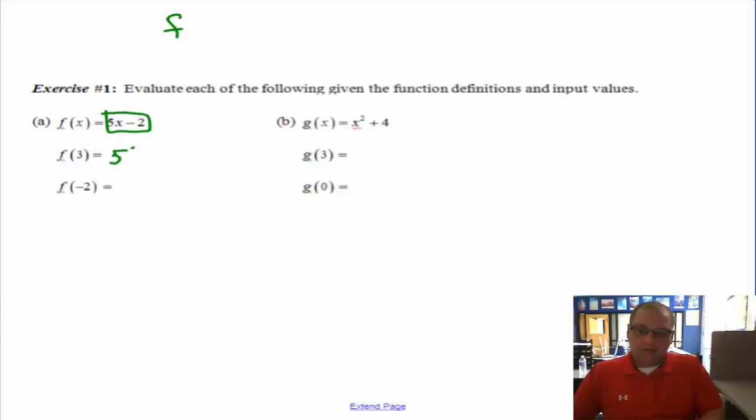5 parentheses 3 minus 2. And that's going to equal what? Well, 5 times 3 is 15, minus 2 is 13. It's that simple. F of negative 2. So now the x is replaced with a negative 2. We just plug in input of negative 2.